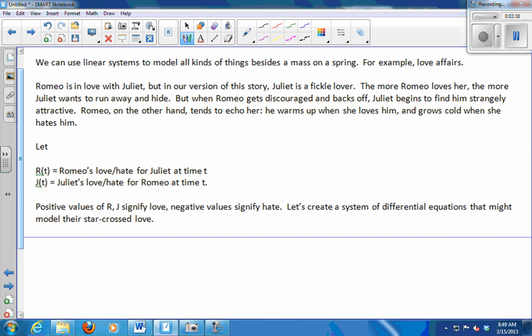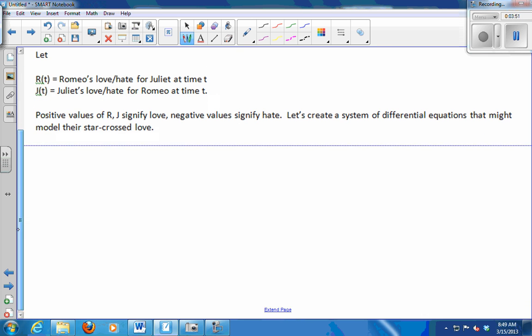Right. So Romeo, on the other hand, tends to echo her, right? When she loves him, he loves her back, and when she grows cold, he grows more distant. So we're going to let R of t represent Romeo's love-hate for Juliet, and J of t represent Juliet's love-hate for Romeo. So positive values of R and J are going to represent love, and negative values will represent hate. We want to write a system of differential equations that can model their star-crossed love.